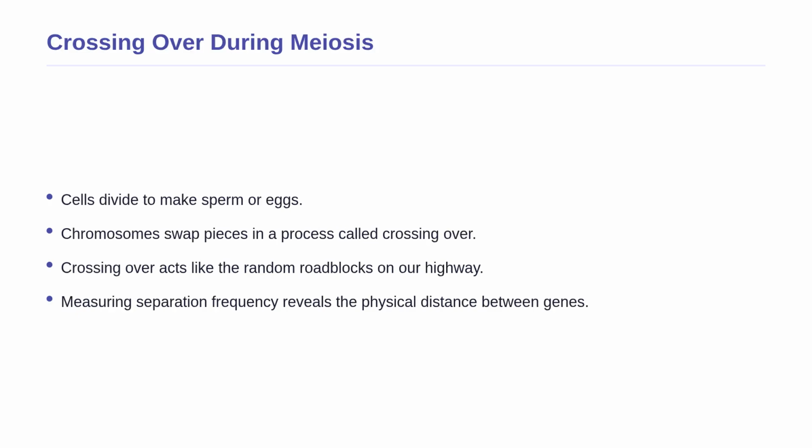Now that we have our highway analogy, let us look at what actually happens in the cell. When cells divide to make sperm or eggs, chromosomes often swap pieces with each other. This process is called crossing over. These crossover events act exactly like those random roadblocks we just talked about. If two genes are far apart, a crossover is very likely to happen between them, separating them into different offspring. By carefully measuring how often two genes get separated by these swaps, we can figure out exactly how far apart they are on the chromosome. This is how we begin to draw our map.